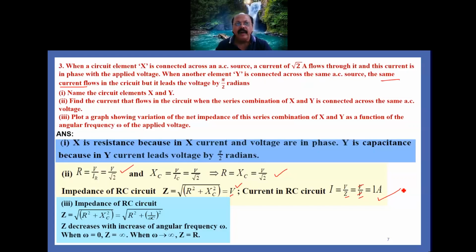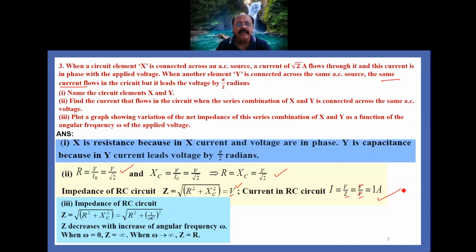Since this graph you have to plot as a function of angular frequency, we have to write Xc in terms of angular frequency. So Z is under root R square plus (1 upon omega C) square. By this equation, Z decreases with increase of angular frequency omega, means as you increase the angular frequency, Z, that is the impedance of this RC circuit, decreases. And when omega equal to 0, at that time the impedance is infinite. And when omega is infinite, then at that time the impedance is equal to the resistance of the circuit.